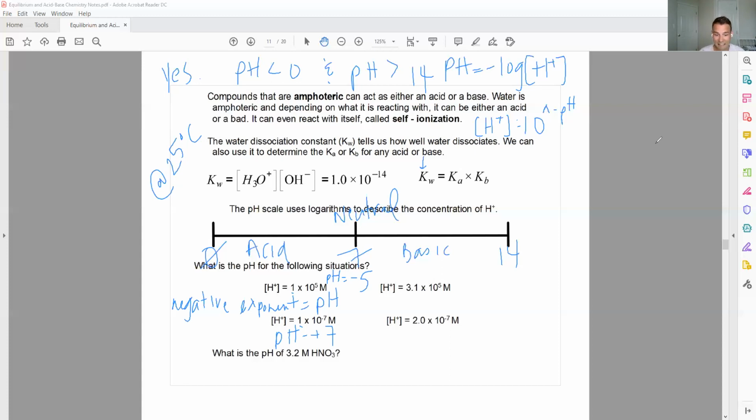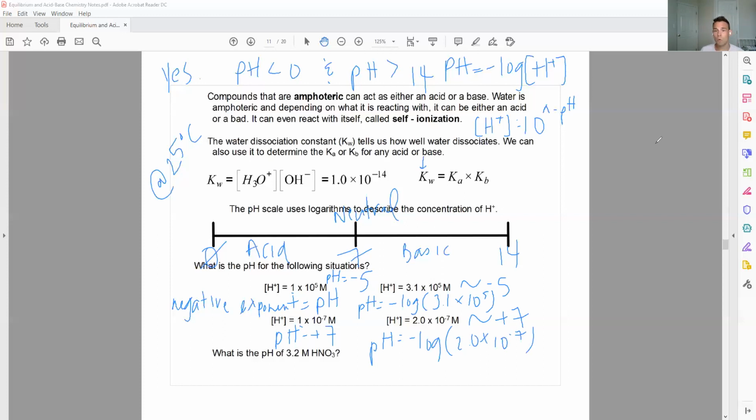Keep in mind, if it is not 1, you can still have an estimate. So for 3.1 times 10 to the -5th, I should know it's around -5. I should know this one's around +7. And you can just plug it in. pH is equal to the negative log of 3.1 times 10 to the -5th. And then this one would be pH is equal to negative log of 2.0 times 10 to the -7th.